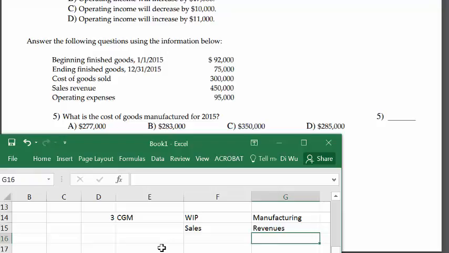Apparently, we don't have a WIP information, but we do have some sales information. We have CGS, we have ending inventory, beginning inventory, and so on and so forth. So we're going to stick to the sales part, revenues, operations. So first of all, let me put the formula here. So we're looking at the beginning, okay, finished goods. Then normally we add CGM. Then we have goods available for sale. Okay.